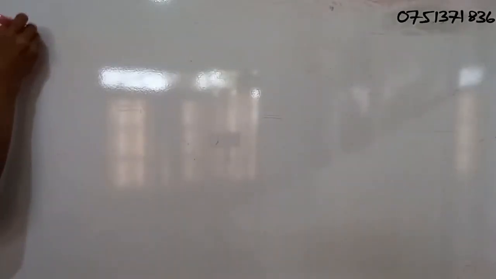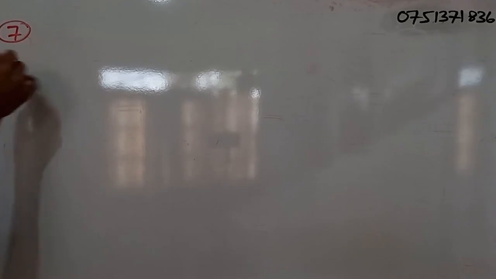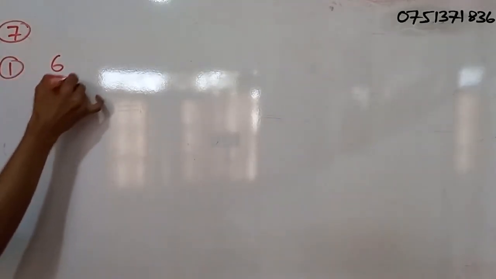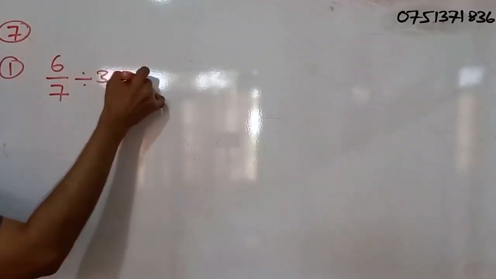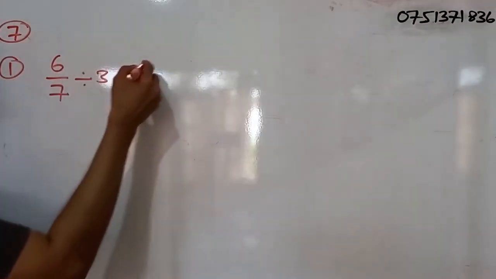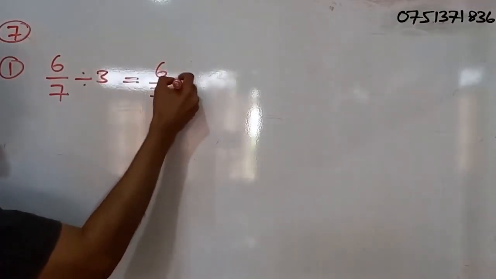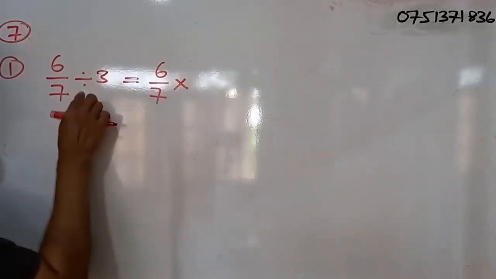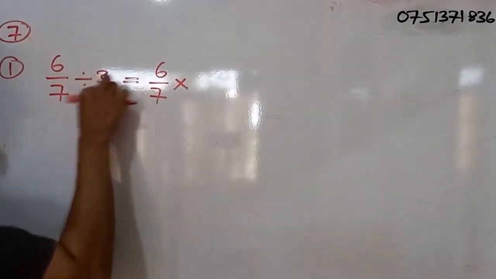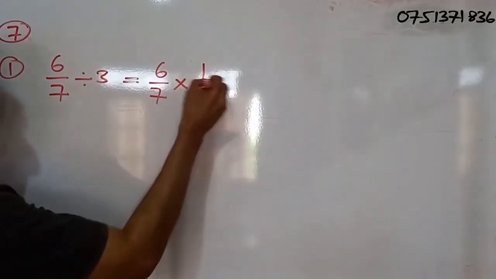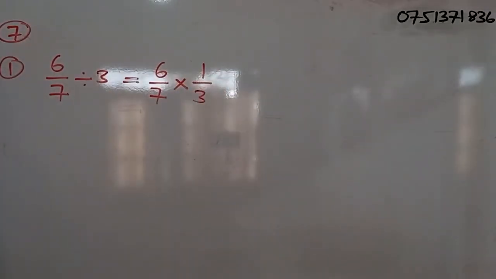Right. Question number 7, part 1. Okay. 6 by 7 divide by 3. So we know whenever we have a division, what do we do? We change the division symbol into a multiplication and write the reciprocal of this number. So this becomes what? 1 by 3.